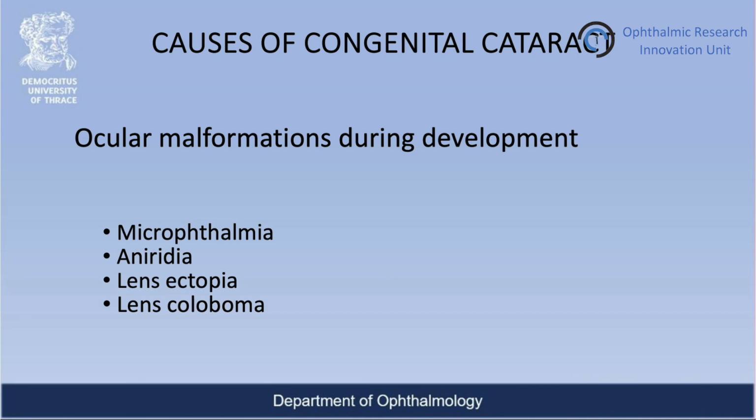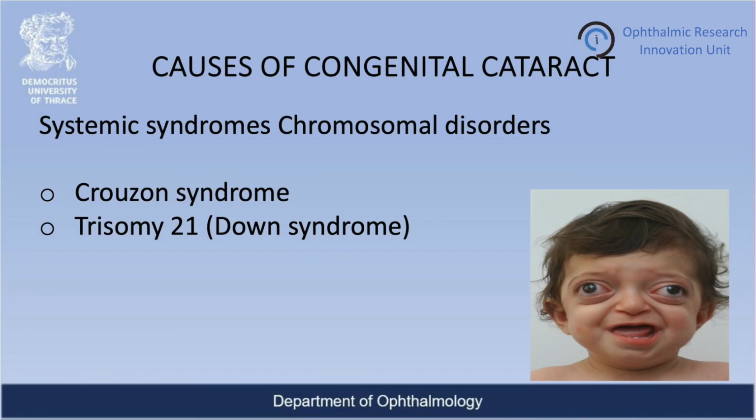Additionally, congenital cataract may be accompanied by ocular malformations during development, among them microphthalmia, aniridia, lens ectopia, and lens coloboma. Moreover, congenital cataract may coexist with genetic syndromes and chromosomal disorders, such as Crouzon and Down syndrome, respectively, which occur in 15% of cases.